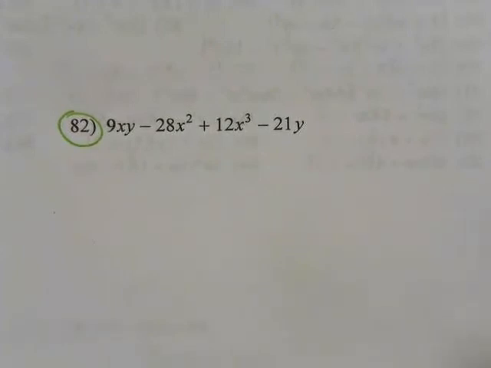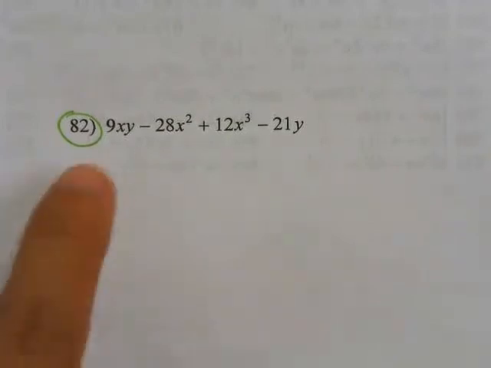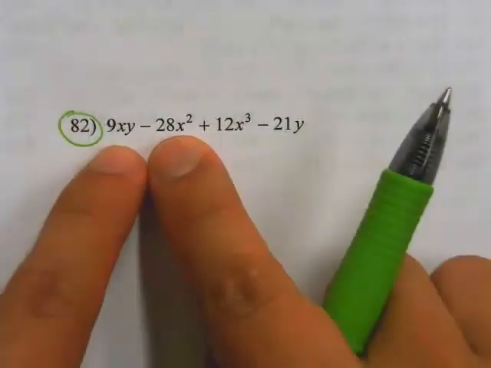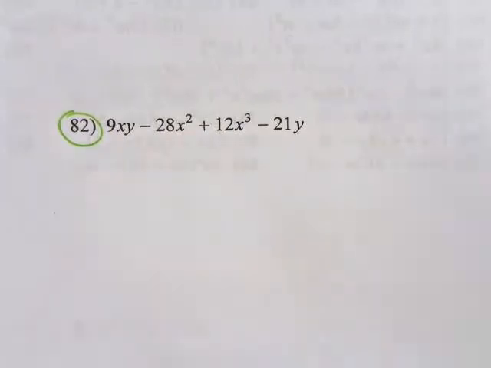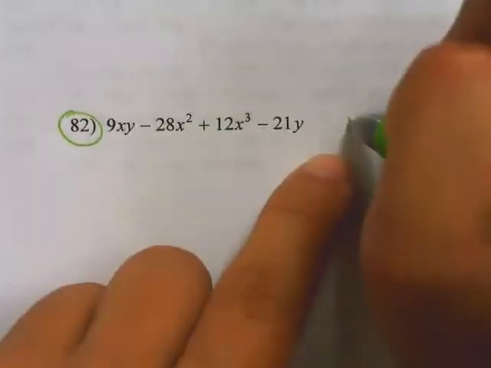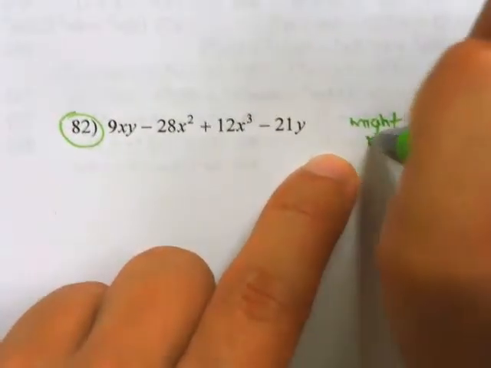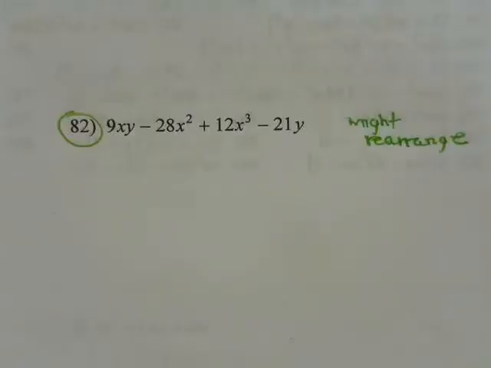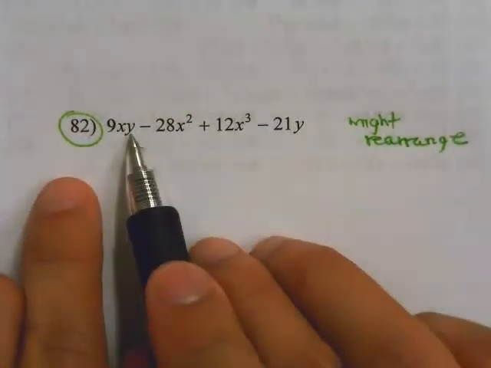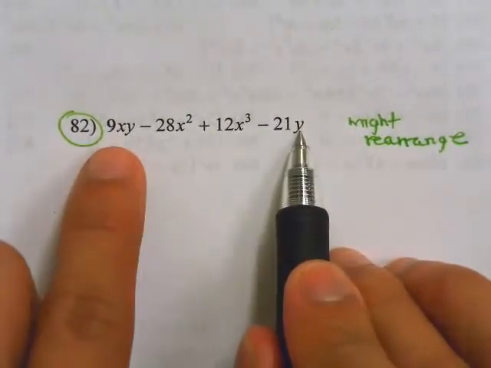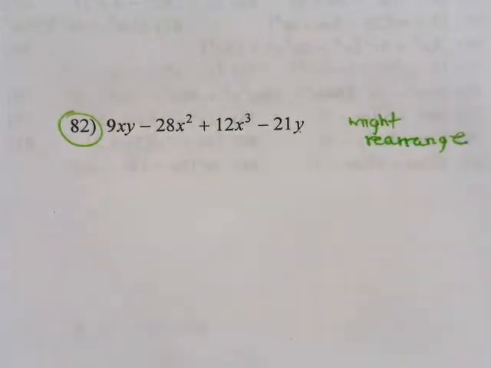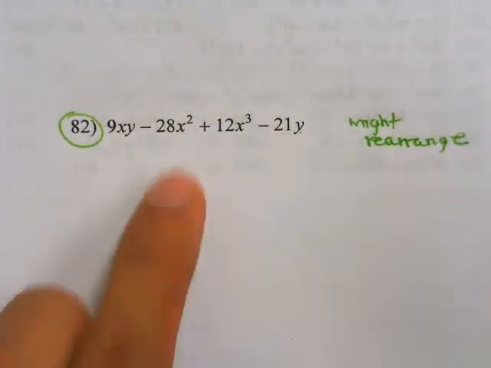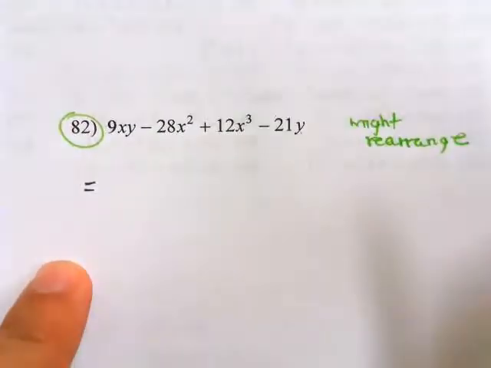Sometimes maybe the best pairing may not be the first two and the last two. You might have to rearrange. What I mean by this is, I'm taking a look at the y's right now. I may want to pair this y with this y, just because they have y's in common. So I think I'm going to put them together and then put these together. So I'm going to rearrange it like this.